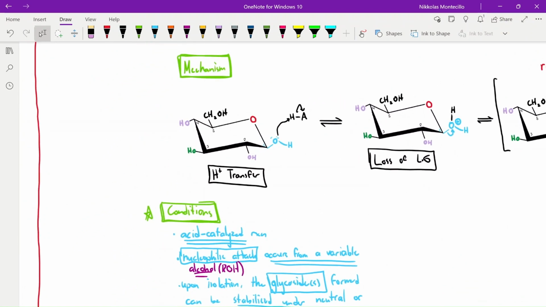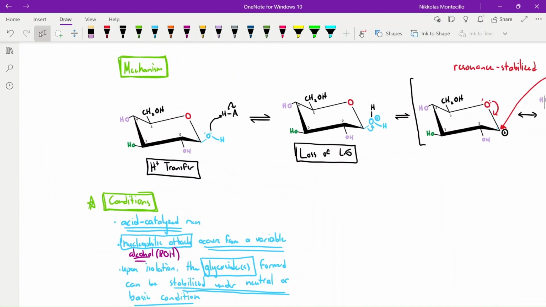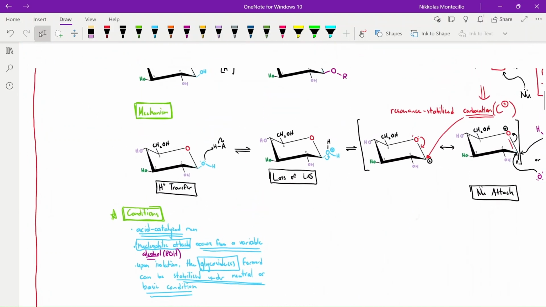So the conditions are that this reaction must be acid catalyzed. The nucleophilic attack occurs from a variable alcohol, ROH, and upon isolation, the glycosides formed can be stabilized under neutral or basic conditions. Okay.